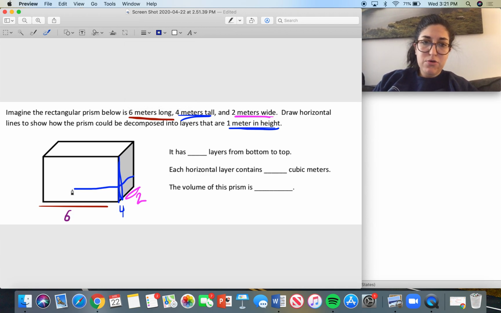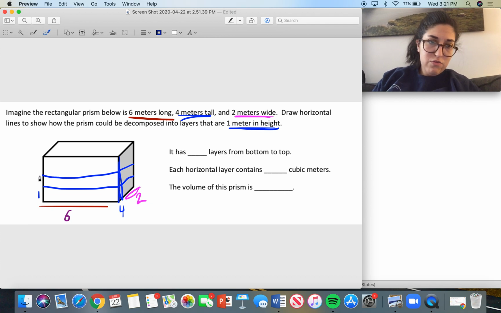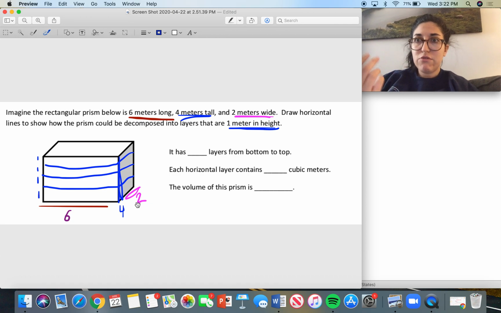So let's decompose it into layers that are 1 meter. So that's 1 meter. That's 1 meter. I'm going to be a little off here, but I'm going to do my best. That's 1 meter. And then this top one is 1 meter. 1 plus 1 plus 1 plus 1 is 4. So now I have my 4 meters in height.